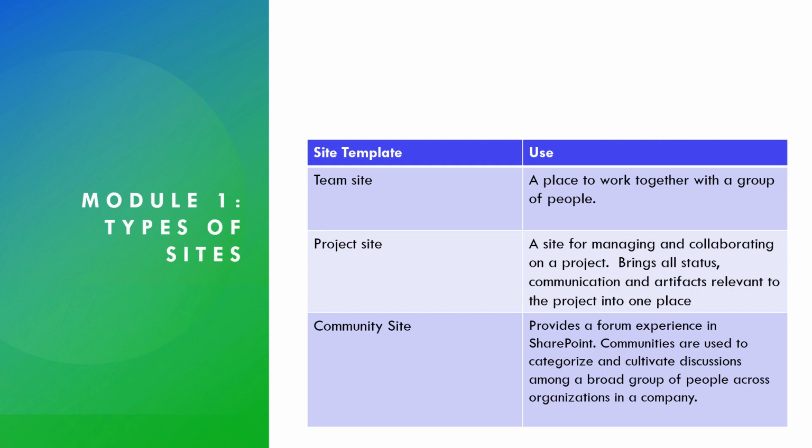There are basically 3 types of sites in SharePoint: team, project, and community. We'll be creating examples of all 3 during this course. A team site is a place to work together with a group of people. A project site is more geared toward managing and collaborating on a specific project. It brings all the status, communication, and artifacts relevant to the project into one place. And then a community site is more of a forum experience in SharePoint. You can categorize and cultivate discussions among a broad group of people across organizations in a company by using a community site.